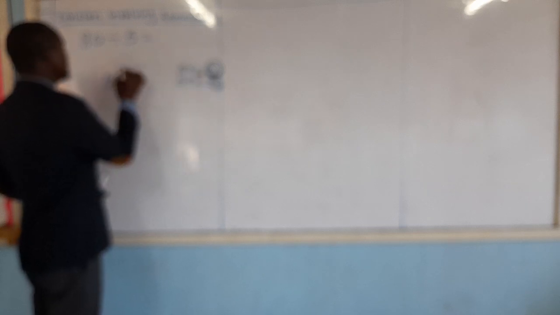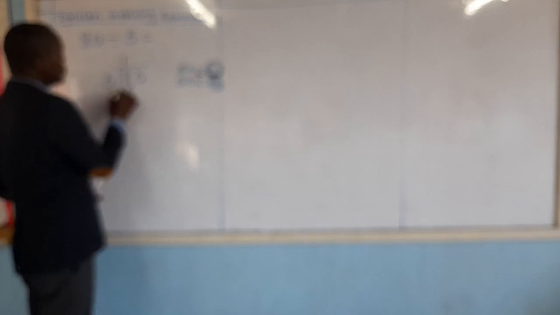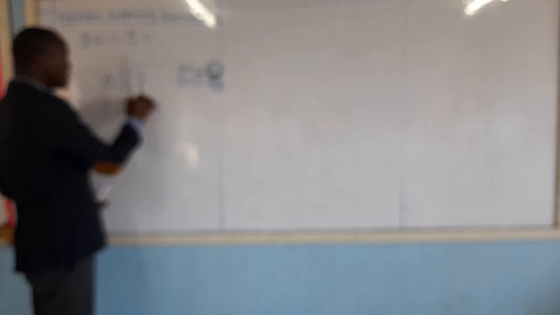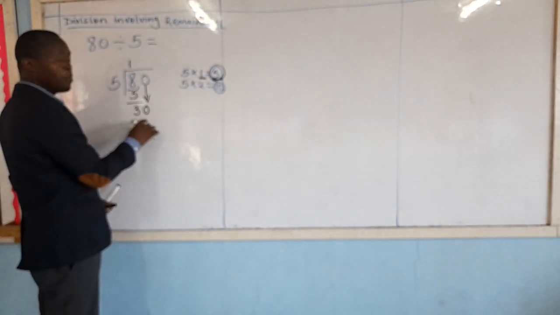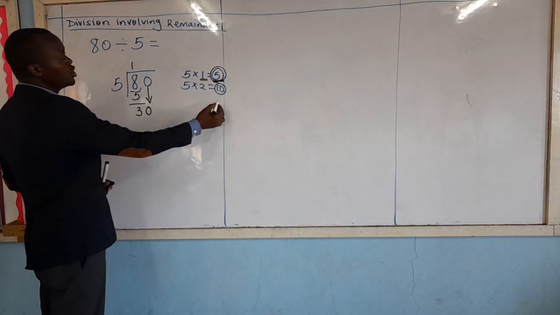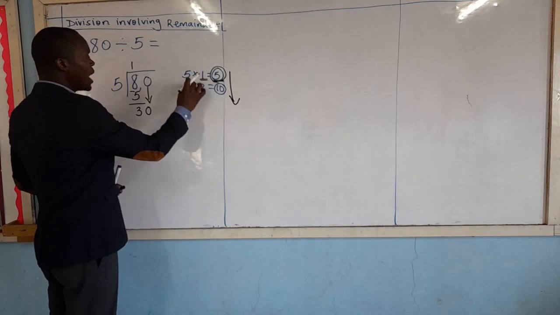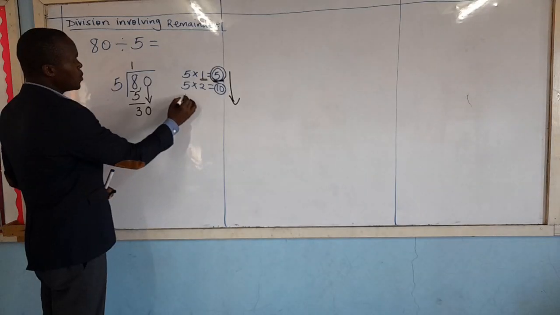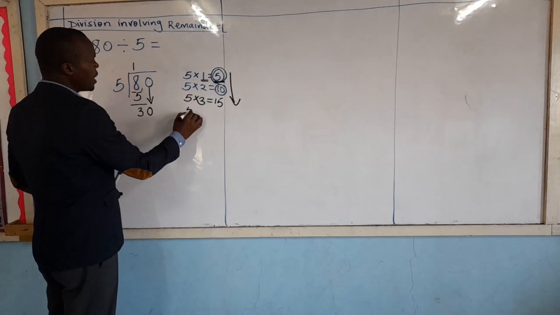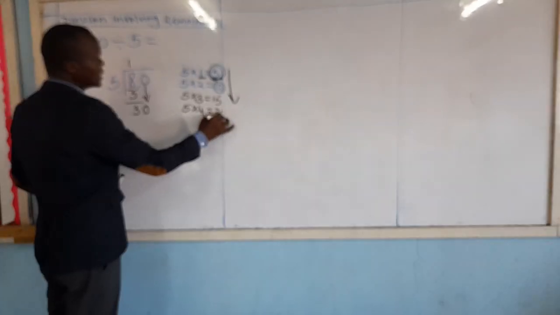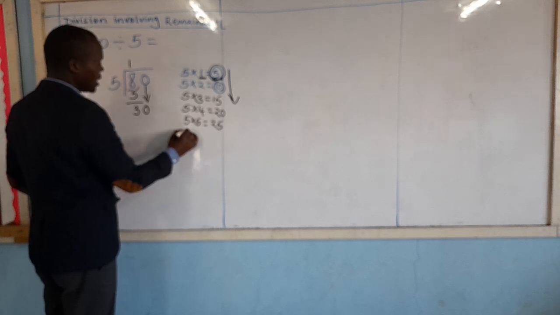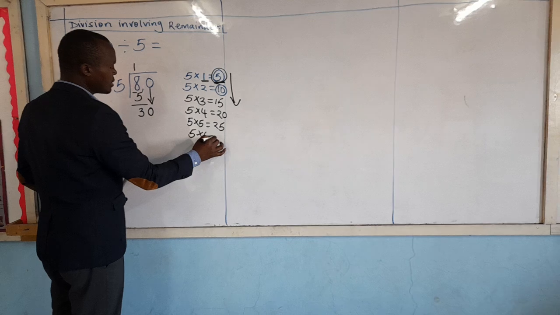Then 5 is now the quotient, and down here is the dividend. Our 1, we place it above. Then we take away this, we get 3. Then we drop the 0. We form a new number 30. Then from there, we continue making this table of 5 until we get 30, which is 5 times 3, which is 15. 5 times 4 gives us 20. 5 times 5 gives us 25. And then 5 times 6 gives us 30.